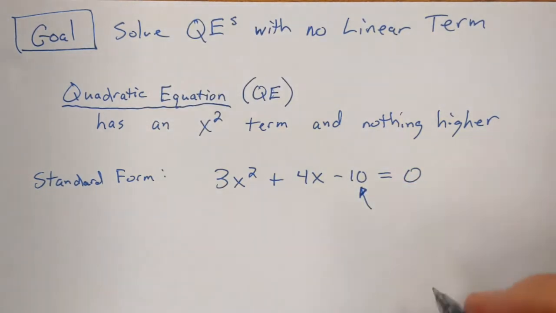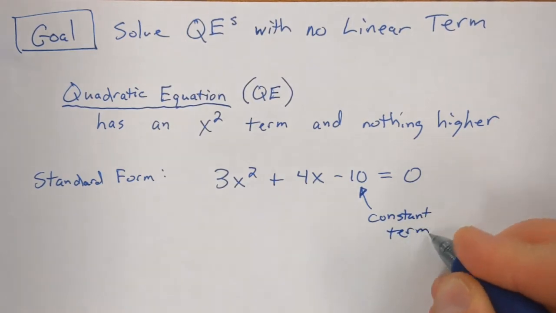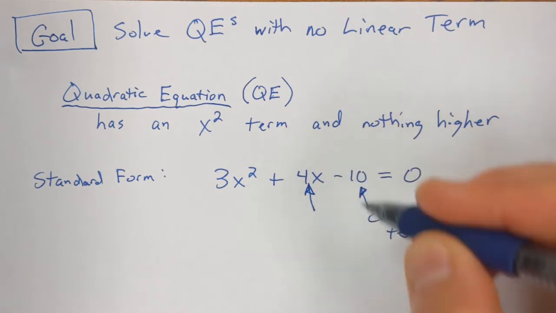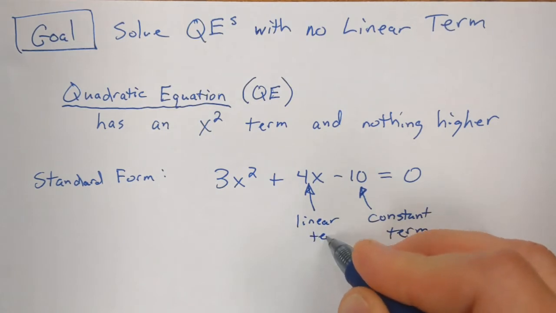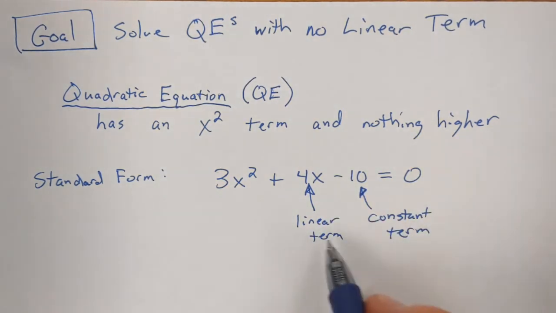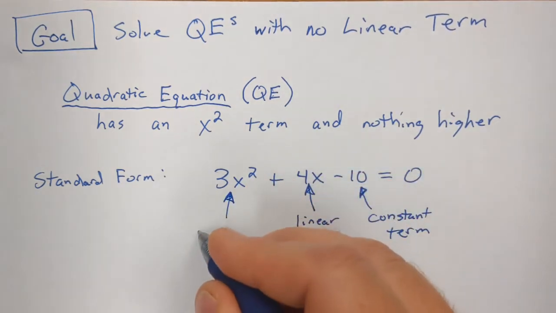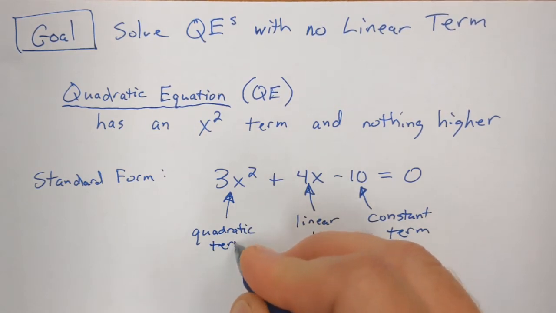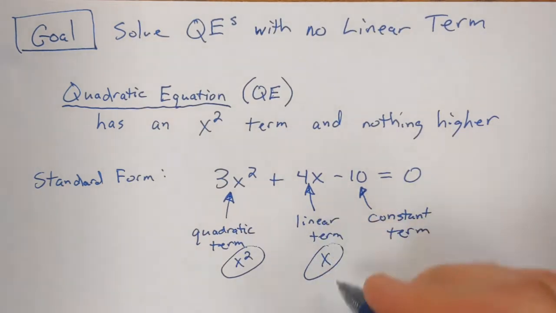This 10 right here that does not have an x at all, that is called the constant term. The 4 that has just a normal x, you could call it an x to the first power. You've already learned this. This is called a linear term. Okay, so these 2 terms should be familiar to you. But then this last term that has the x squared, that's the term that we call the quadratic term. And the quadratic term is the one that has the x squared. The linear term has the x, and the constant term does not have a variable.